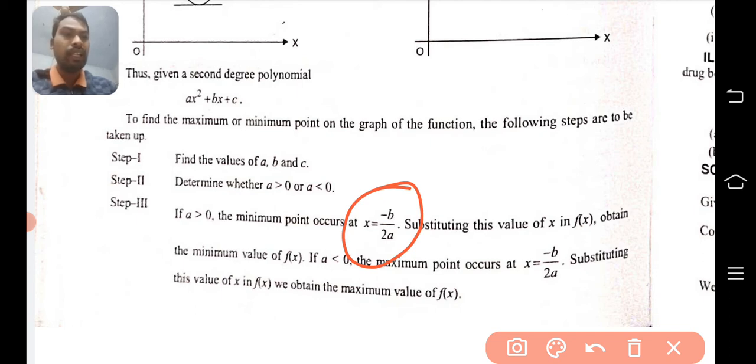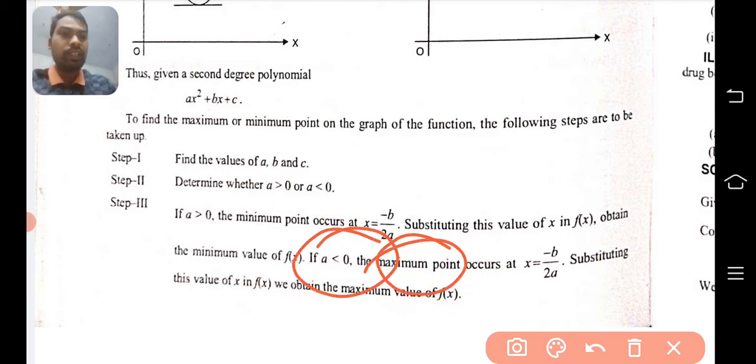Substituting this value of x in the function of x, we can obtain the minimum value of this function. Clear? But when a is a negative value, then we have a maximum point occurring at x equal to minus b divided by 2a, and substituting this value of x, we shall have the function value which is the maximum value of the function. Clear? So these are the steps while making the graph.